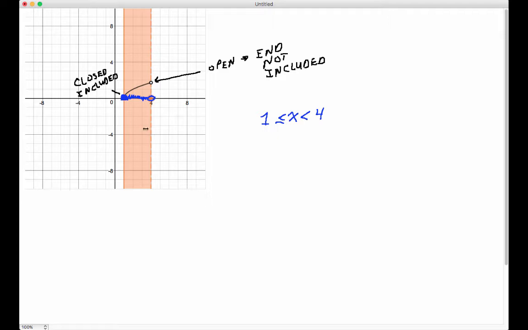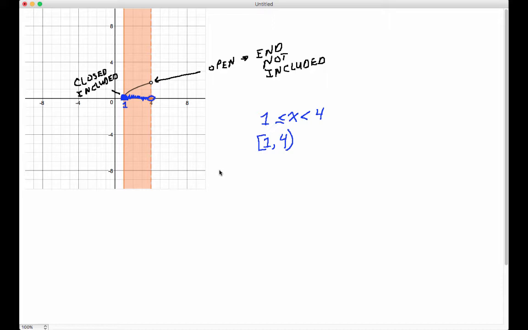Well, similarly, we can do our interval notation that way. So remember, this value right here is 1. What we see is that our endpoint 1 is included, so we'll put a bracket there. Our endpoint 4 is not included, so we'll put a parenthesis there.